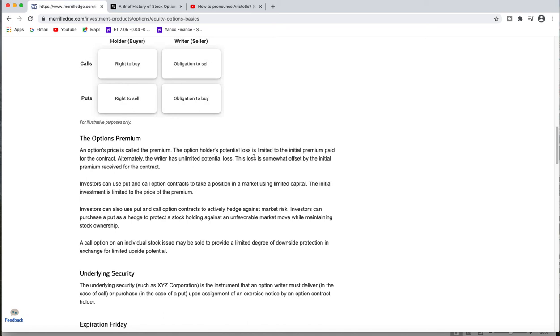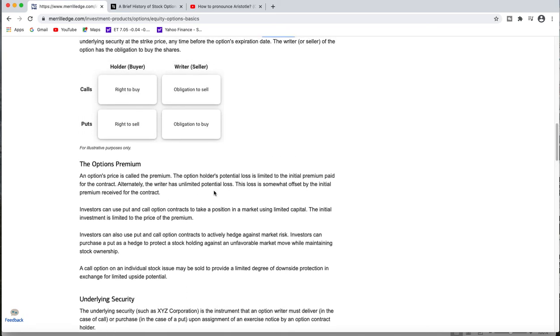The option holder's potential loss is limited to the initial premium paid for the contract. Ultimately, the writer has unlimited potential loss. The reason is that a stock can go to zero. Any stock. Tesla stock can go to zero. Any stock in the stock market can go to zero. That's why we have unlimited potential loss. We get a premium because we're holding the stock. And we're holding the stock only because we like the stock. Remember, we don't get into a stock unless we like it.